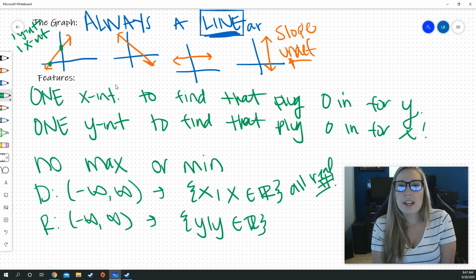And how you know that is because these arrows, they extend forever in either direction. There is nothing that's going to restrict your domain. There's nothing that's going to restrict your input or your output. So that's just a brief overview of linear equations.